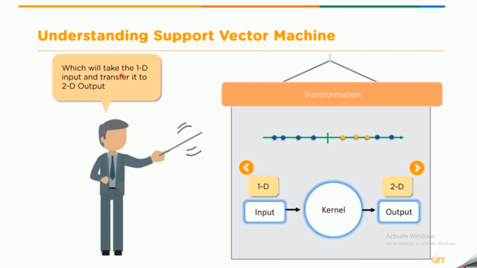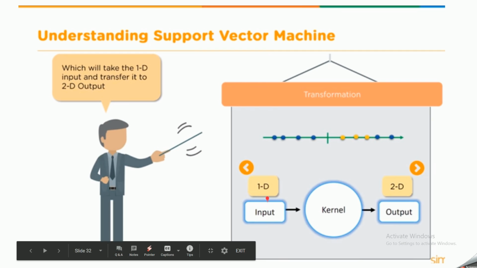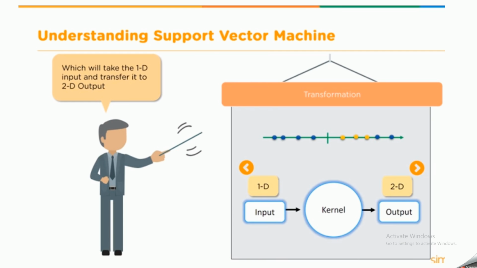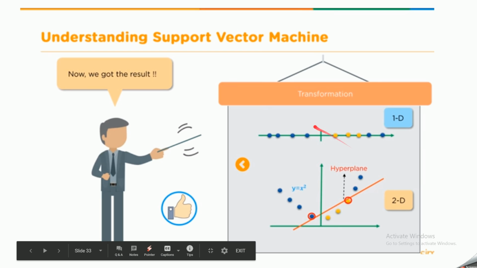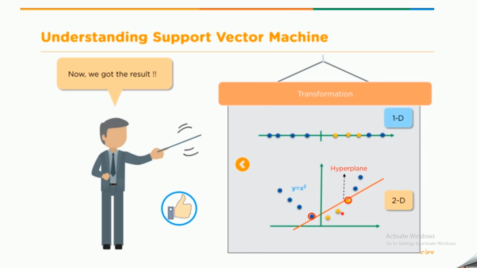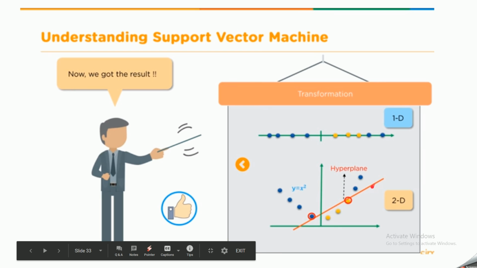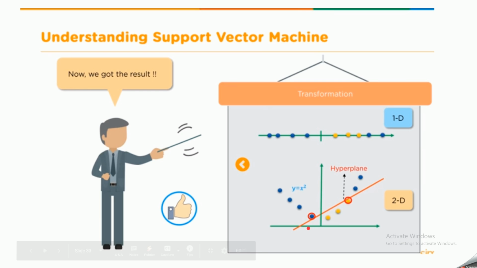So what does the kernel do? It will take a one-dimensional input and transfer that into a two-dimensional output in SVM. So now we get the result. Your 1D input is now transformed into a 2D output. So this was your one-dimensional input, and now it is transformed into a two-dimensional output, and we can see the optimal hyperplane that is separating both the data points.